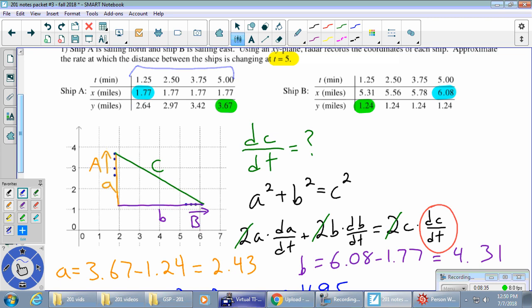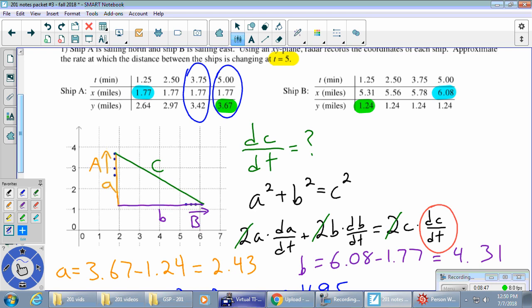And so I've got the information at t equals 5. Clearly we want to use that. And then the nearest available time to that t equals 5 is t equals 3.75. So all we're going to do is calculate the rate at which this y coordinate is changing as time passes. We can ignore the 1.77s. They're not changing.